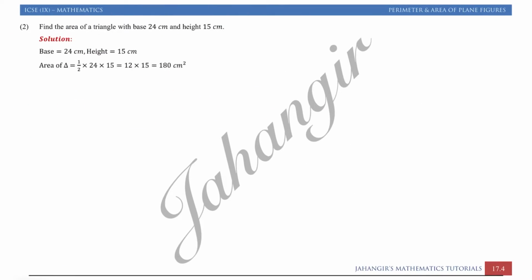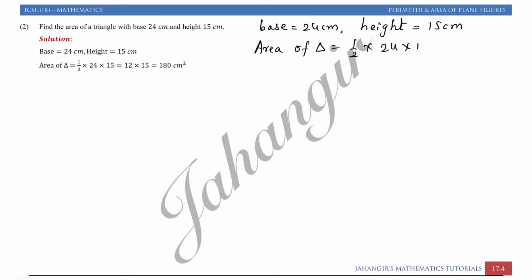Second question, again we have to find area of triangle whose base is 24 centimeter and height is 15 centimeter. So we will write base is equal to 24 centimeter, height is equal to 15 centimeter. So area of triangle is equal to half into base, that is 24 into 15. Just cancel out 2, ones are 2, 12s are, that is 12 into 15, which is 180 centimeter square.